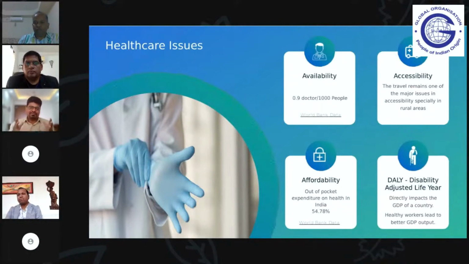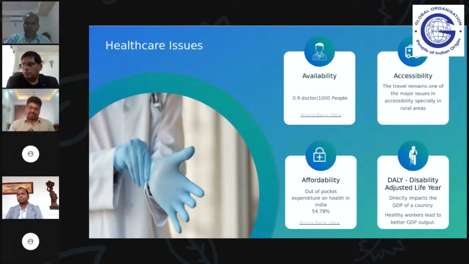Even if the availability of a doctor is there, and the doctor or the hospital is accessible, there will always be a problem of affordability. Since the per capita income is on the lower side, and also the out-of-pocket expenditure, if you see for India only, is 54%. So much money you have to spend from your pocket to get healthcare services for yourself and for your near and dear ones. So affordability is an issue.